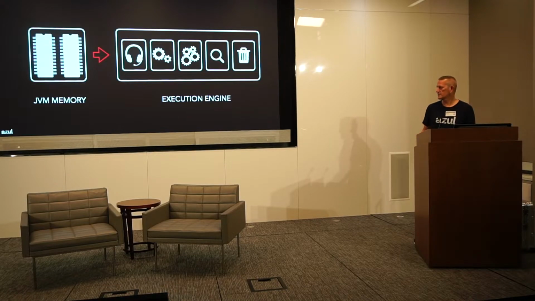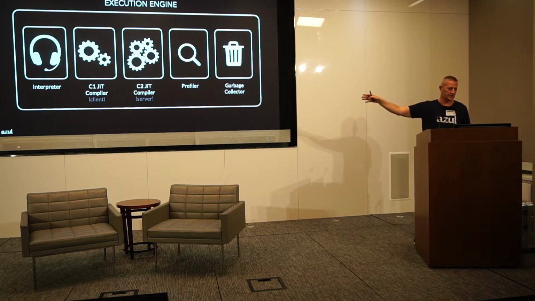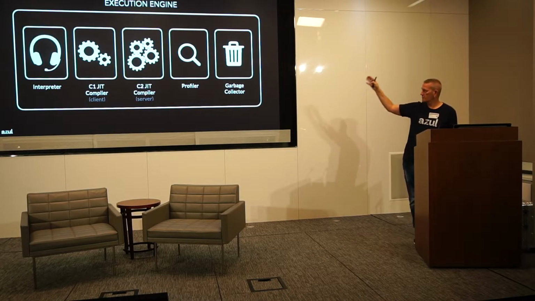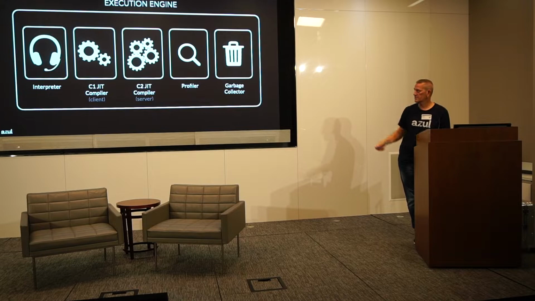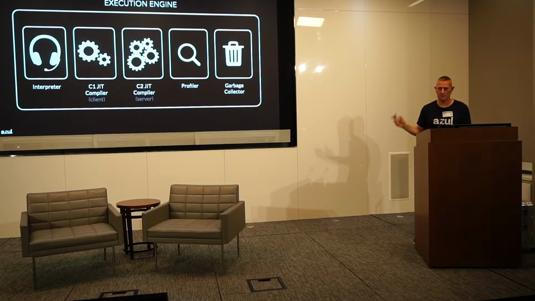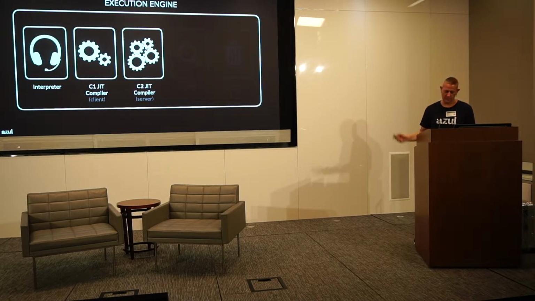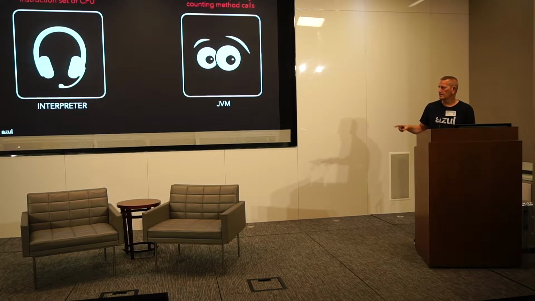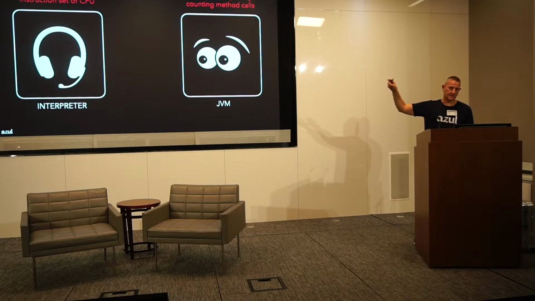We see already here 5 parts, and this is the interpreter. Then we have the C1 JIT compiler, formerly known as the client compiler. The C2 JIT compiler, formerly known as the server compiler. Then there's the profiler and the garbage collector. This is all the stuff that is in the execution engine, but we will only talk about the first 3 parts, because that is important to understand what CRaC does. So how it works is the interpreter takes the code line by line, from the class, from the memory, and then converts it into the instruction set of the CPU.